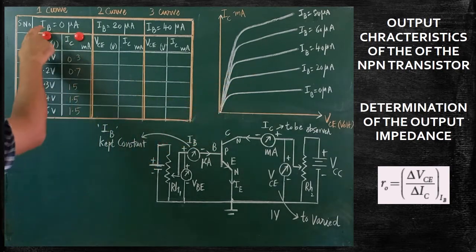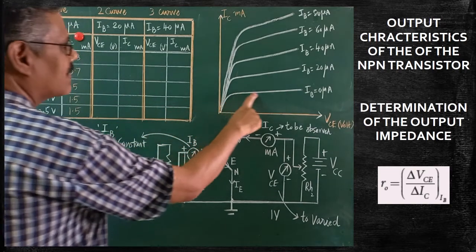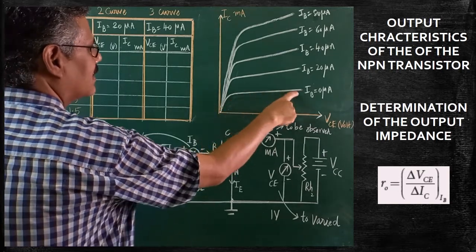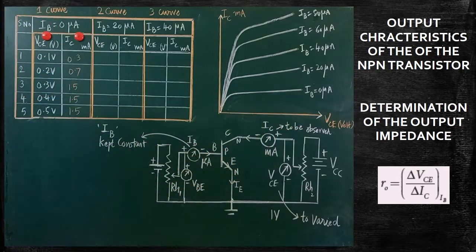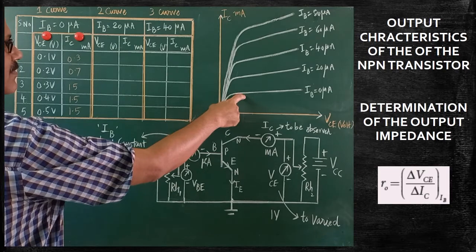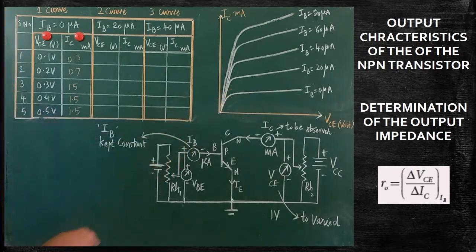Are you clear? So for this particular IB value of 0 microampere, this part of the graph is drawn. Look at the graph here. The graph drawn here is for IB equal to 0 microampere. Now this is the first curve obtained in the output characteristics when the IB value is 0 microampere.